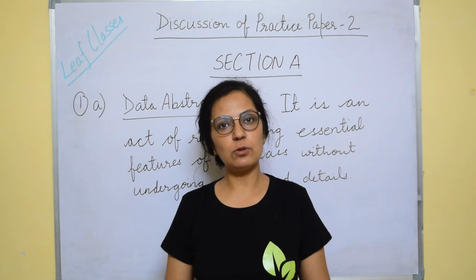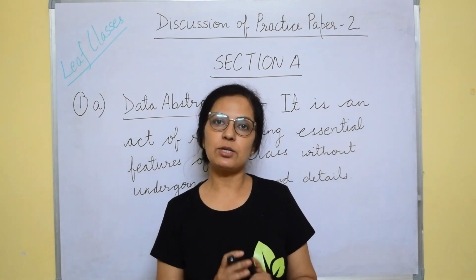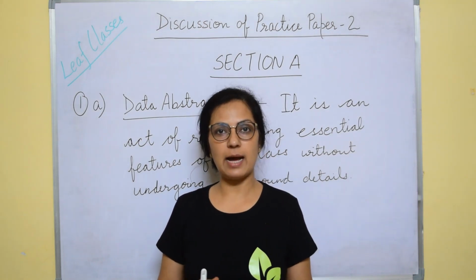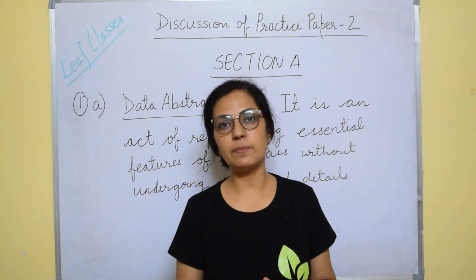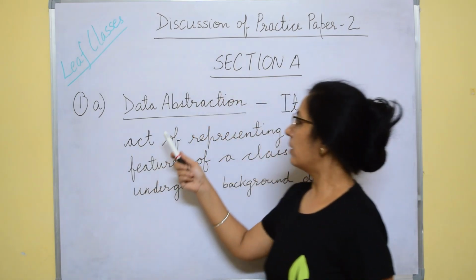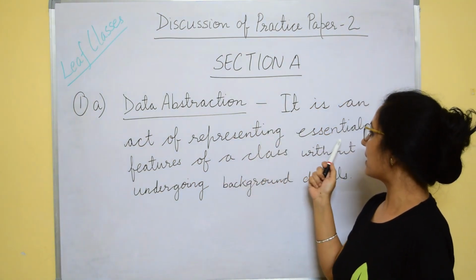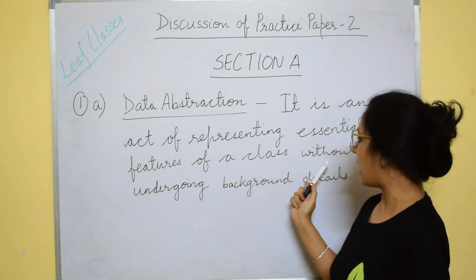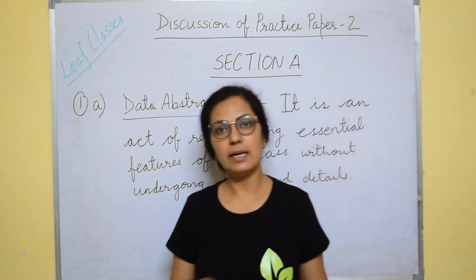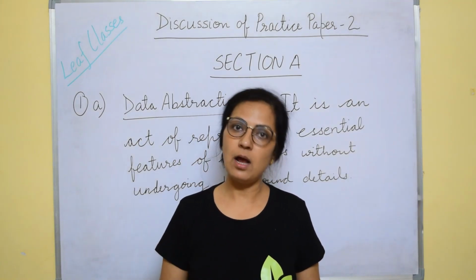A part of first question of section A is define abstraction. Simple, just write the definition. You don't have to give the examples if it is not asked. So please go as per the question, don't write any extra things. Okay, so data abstraction, it is an act of representing essential features of a class without undergoing background details. Just the definition is sufficient to get you full marks in this particular question.